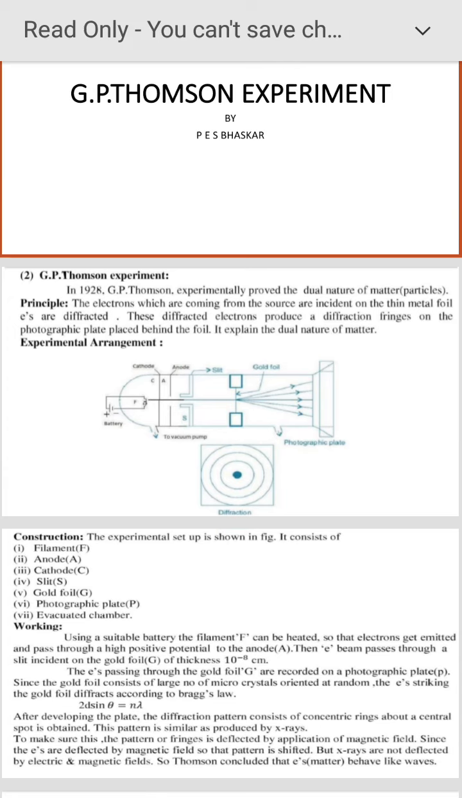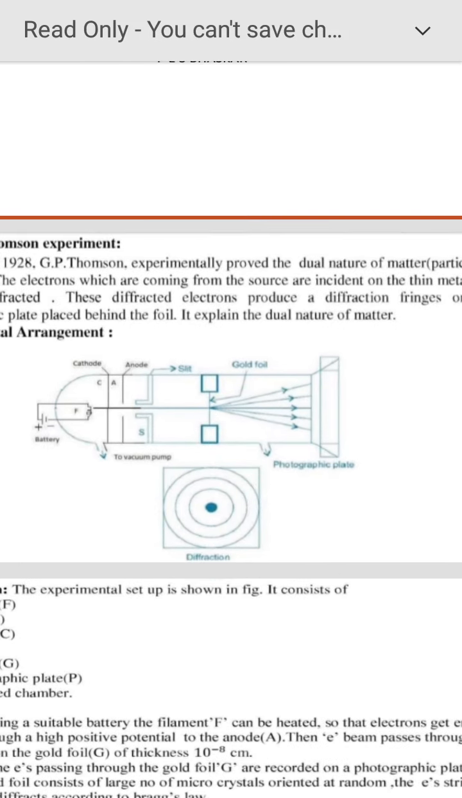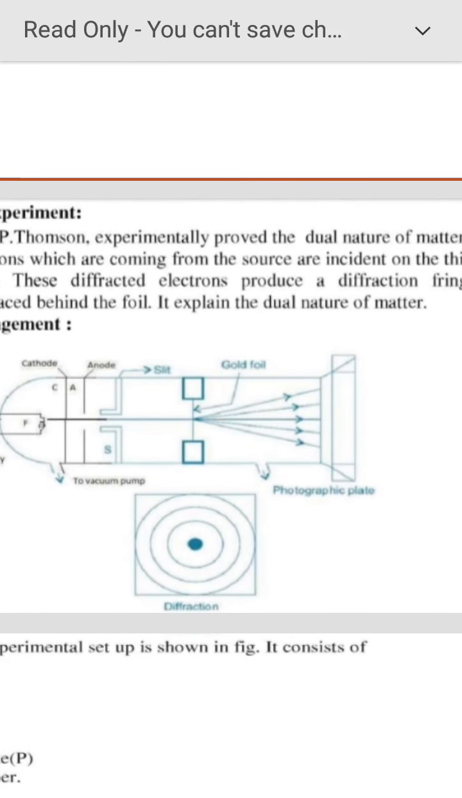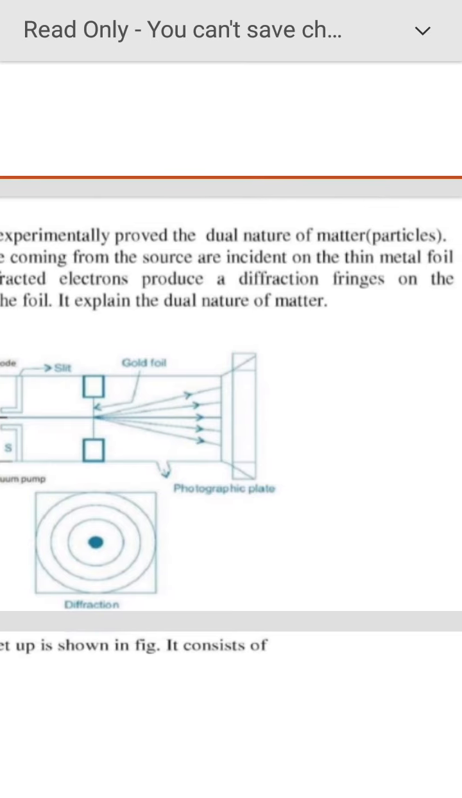Now we are going to discuss the G.P. Thomson experiment. In 1928, G.P. Thomson experimentally proved the wave nature of the particles.